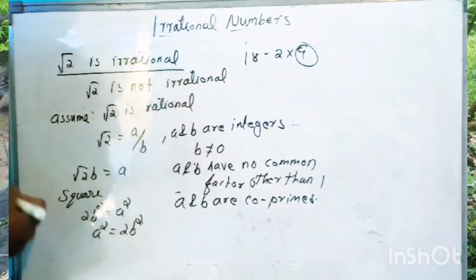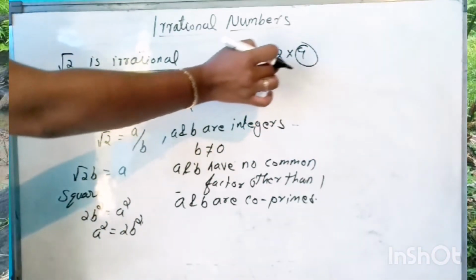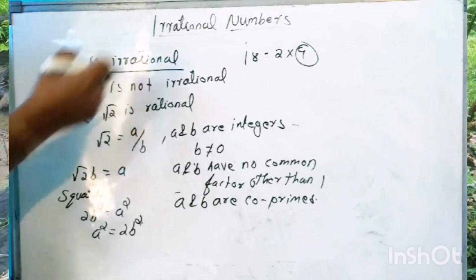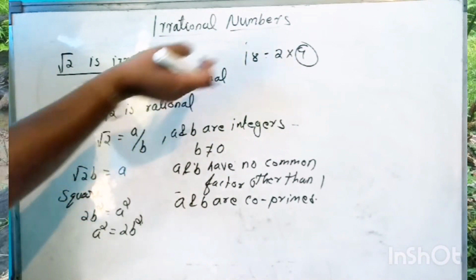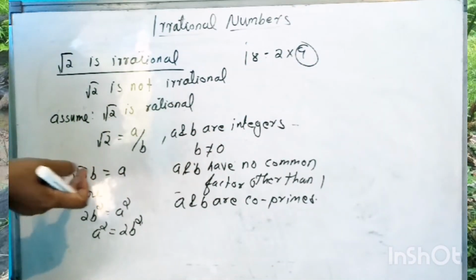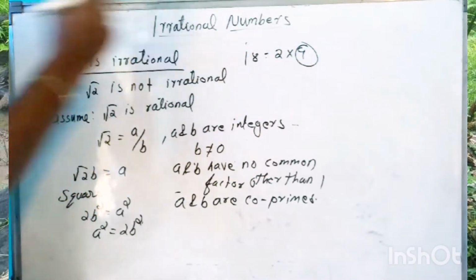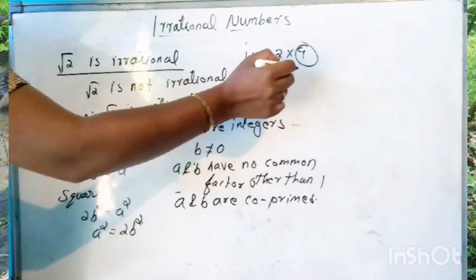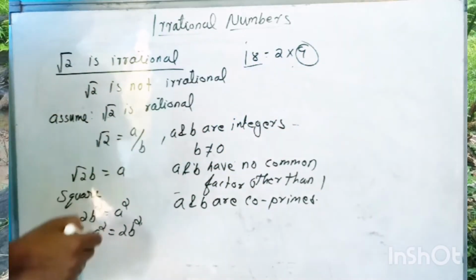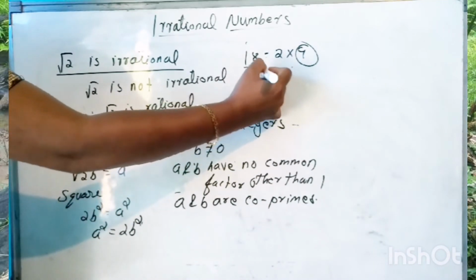Okay, no need to bother about the second number. Anyway, 18 is 2 into 9. From this we can say that 2 divides 18. Any problem? We can say that 2 divides 18. Same here also, instead of this 18 we have A square.